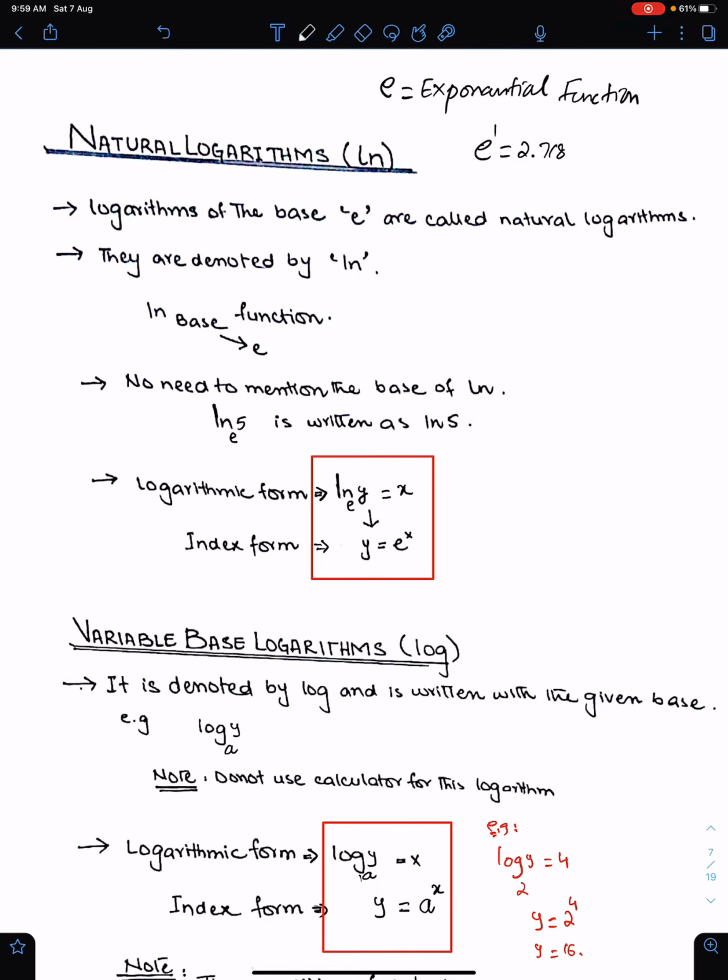For example, if we have ln x is equal to 3. So we can write this as ln x base e 3, then x will be e to the power 3. This is the value of x. Copy this x here and make this e as the base of this number 3.